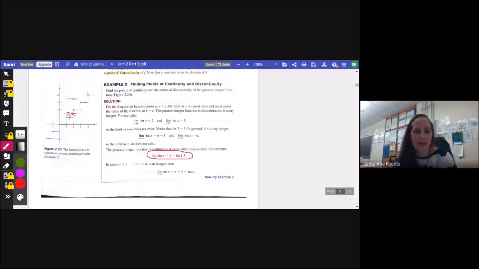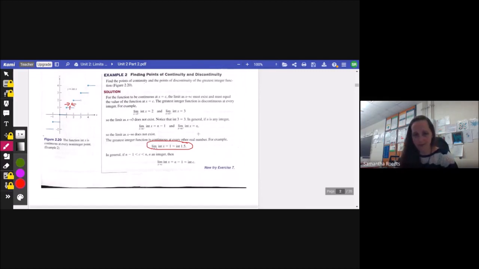Okay, so basically I can take any of these points. I can do 2.5, 3.5, 4.5, I could do 0.5, I could do negative 0.5, I could do negative 1.5. They're all going to be continuous at those points. So they're not discontinuous at their interior points, but they are discontinuous at the integers.